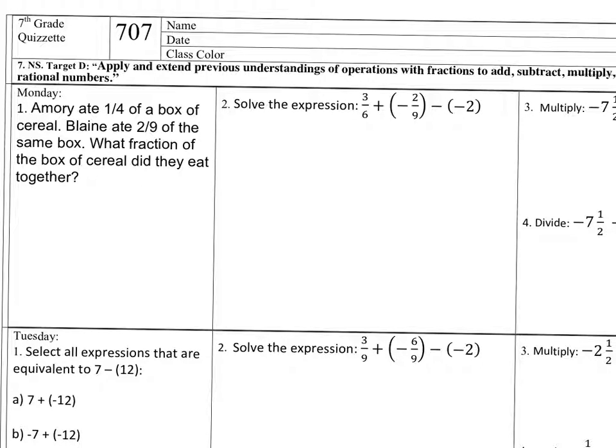Today we'll be recording a video on Quizzette 707. As always, make sure you write your last name, comma, first name, today's date, which is October 1st, and your class color. So today I'll say that I'm red.